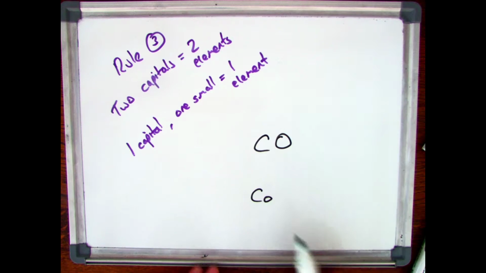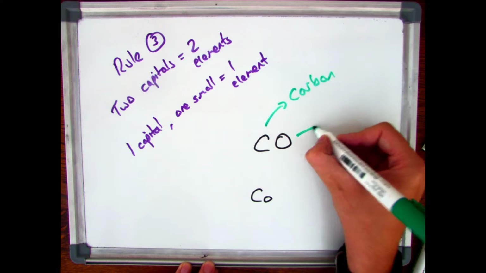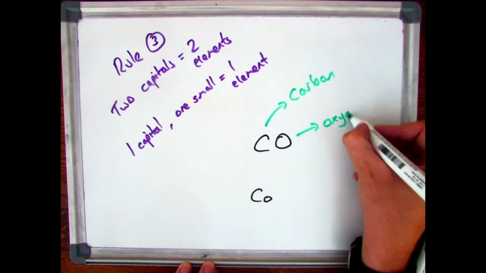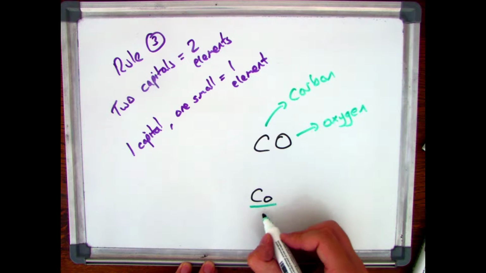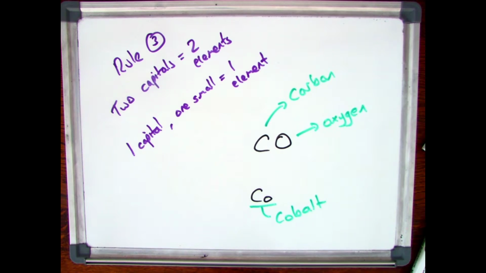Rule number 3 is have a look at whether it's all capitals or a capital and a small letter. If you have two capitals, like here, I have carbon and oxygen. However, if you have a capital and a small letter, that means you have cobalt. So it's really important when you're writing it and when you're reading it that you make sure you know what's what.